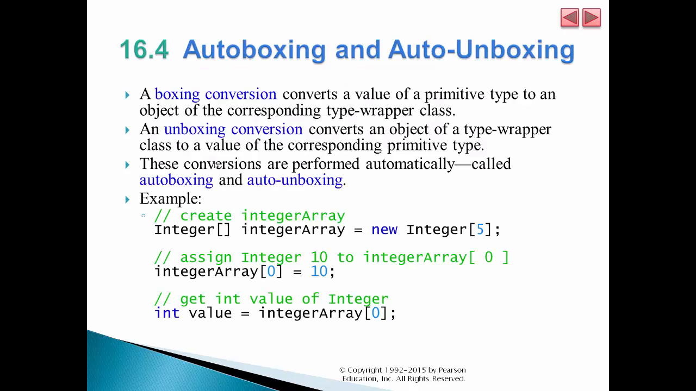Okay, so the idea of converting primitive data types into type wrapper instances and vice versa is referred to as boxing and unboxing.